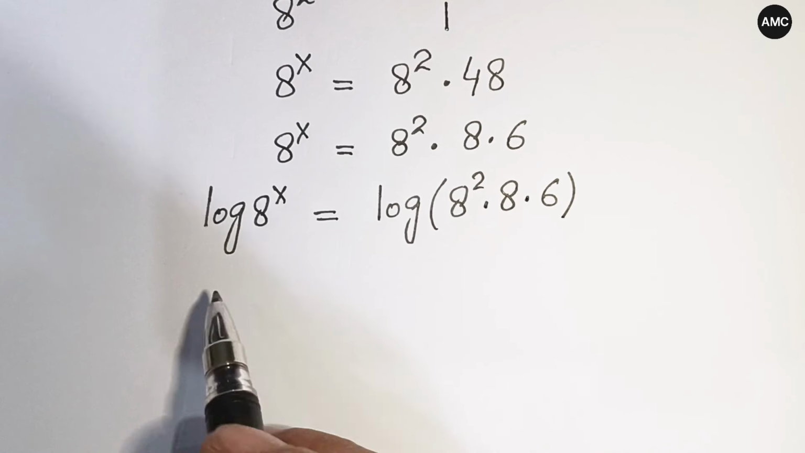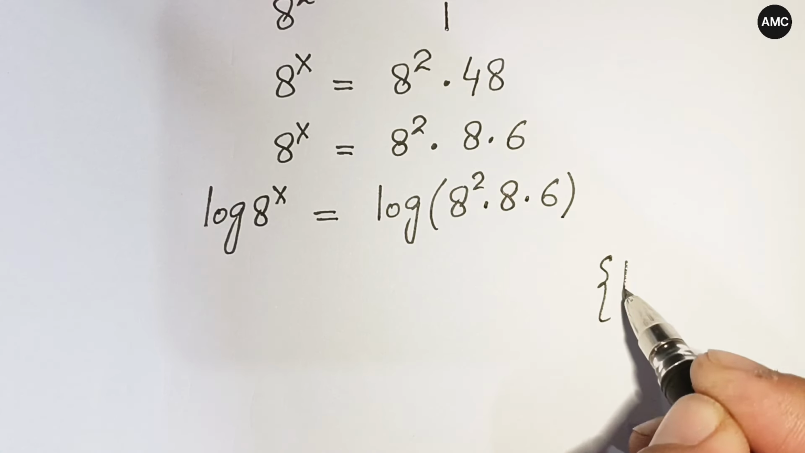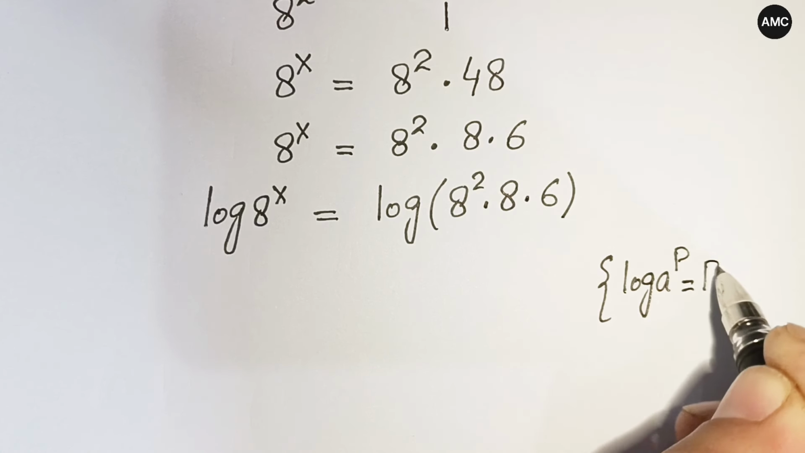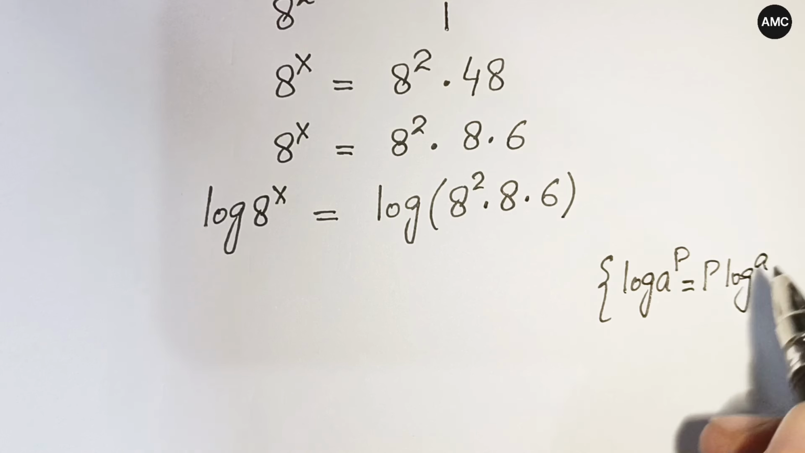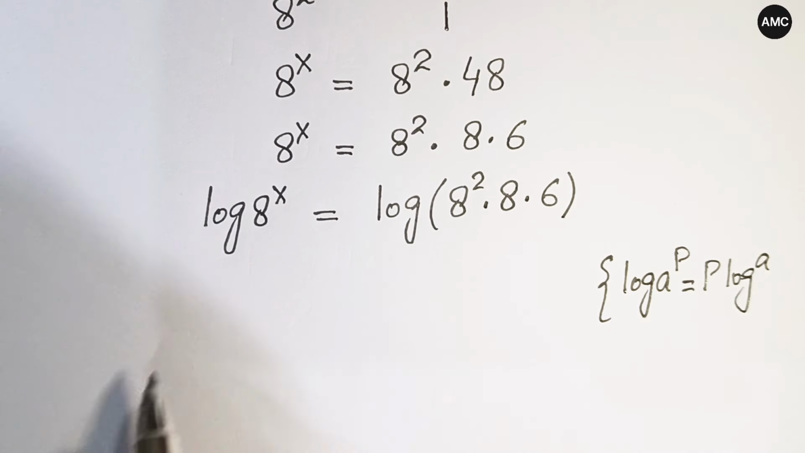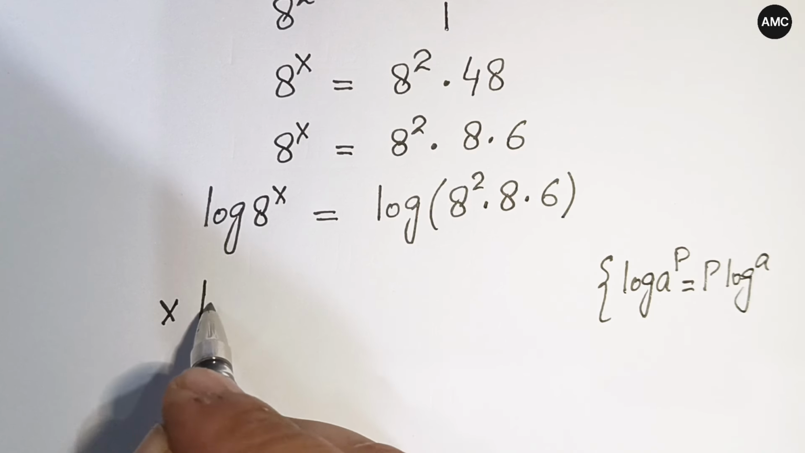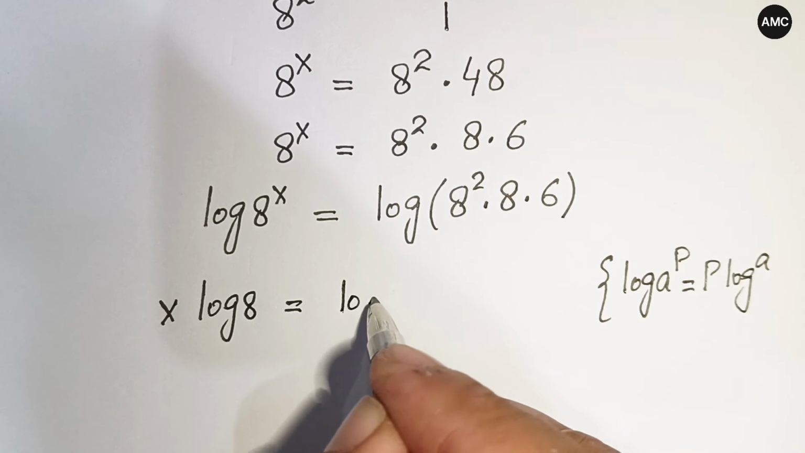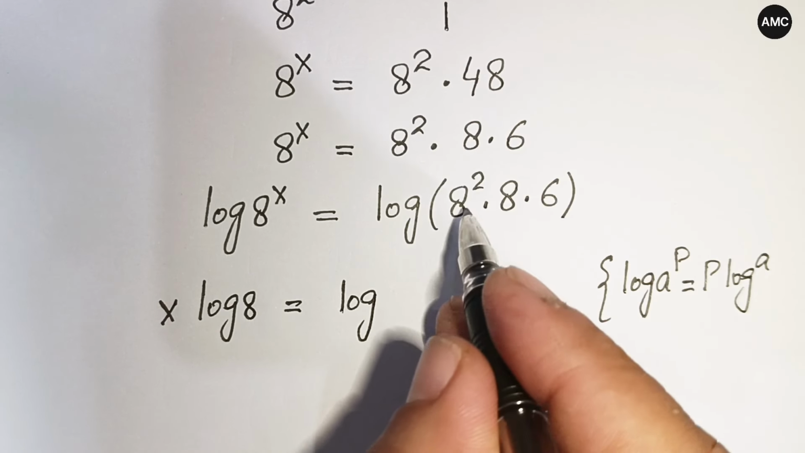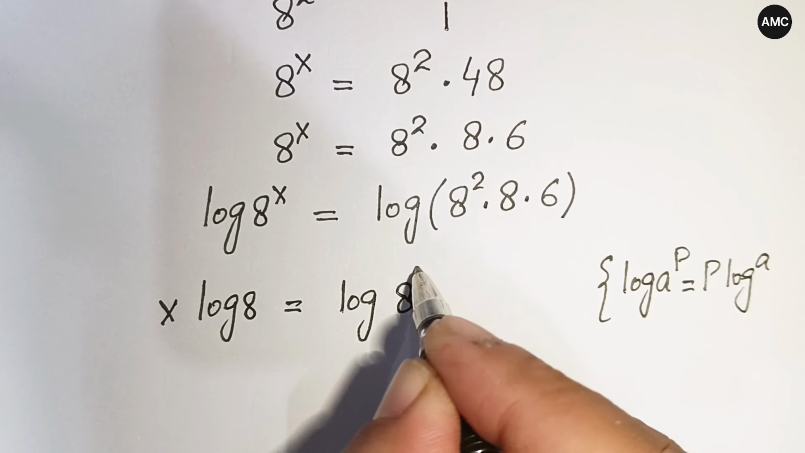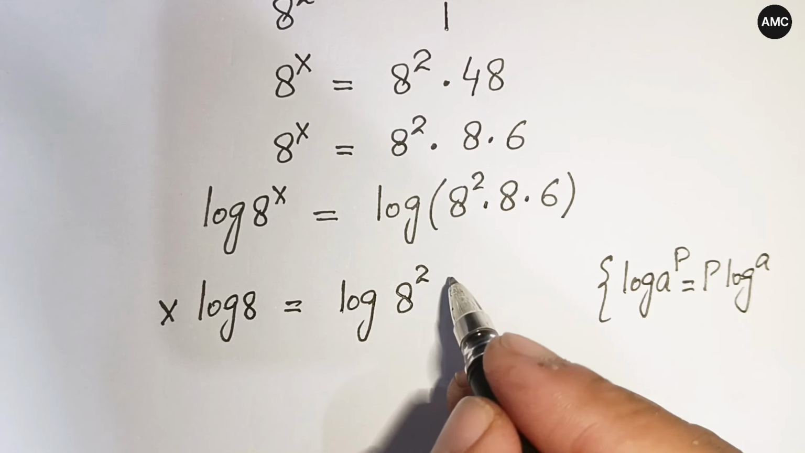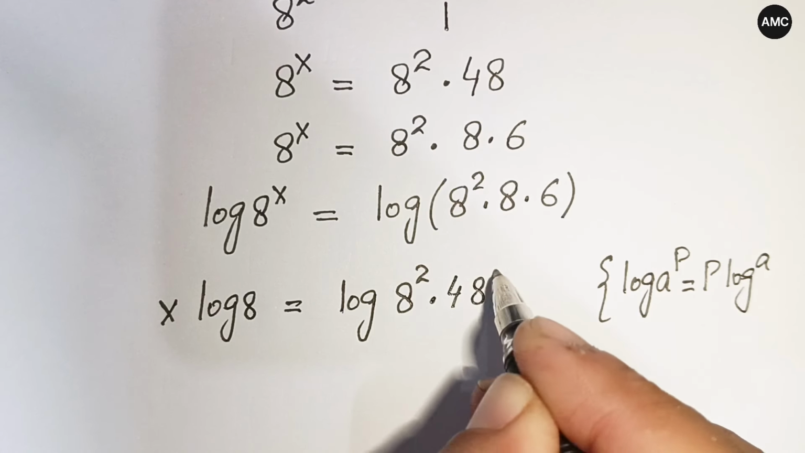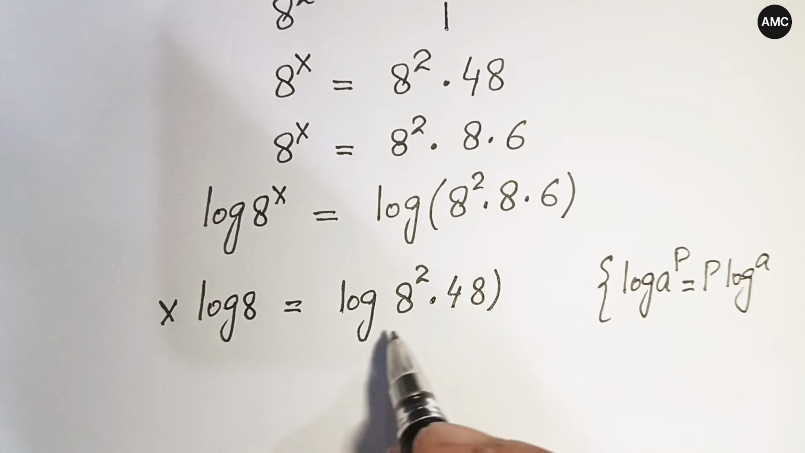Now applying the logarithm law, if we have log a to the power p, it is equal to p log a. So the left hand side will be x log 8 is equal to log 8 squared, and similarly this 8 times 6 is 48, so first of all we just write 48 here, and in the next step we will factorize this 48.